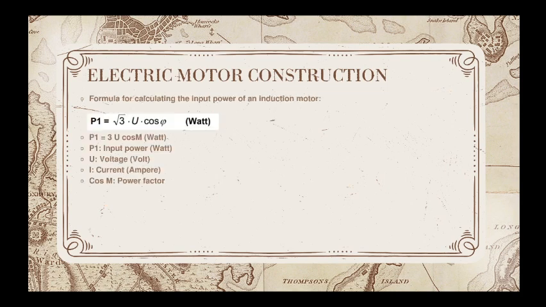The formula for calculating the input power of an induction motor is P1 equals root 3 times U times I times cos theta. The unit used is watt. And this is the description of the formula.